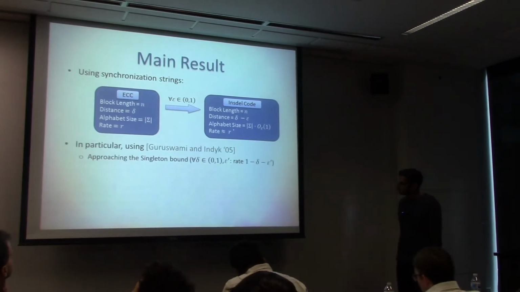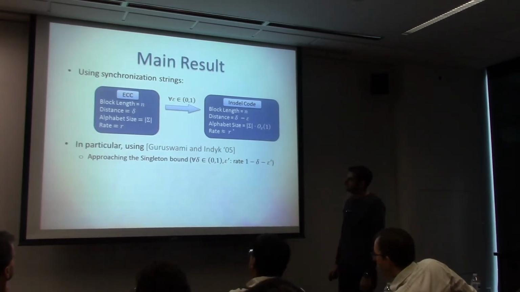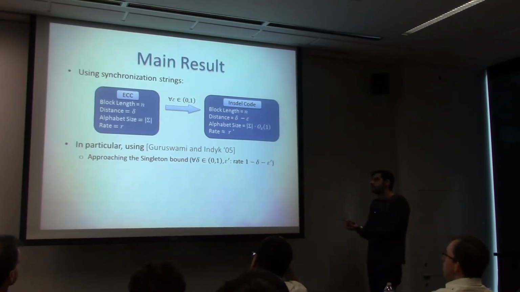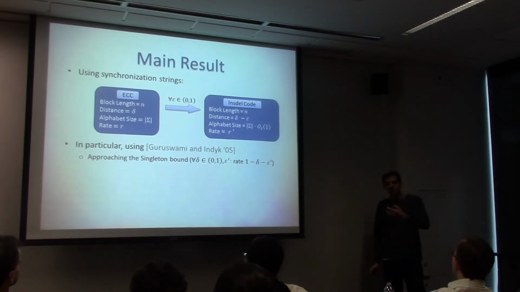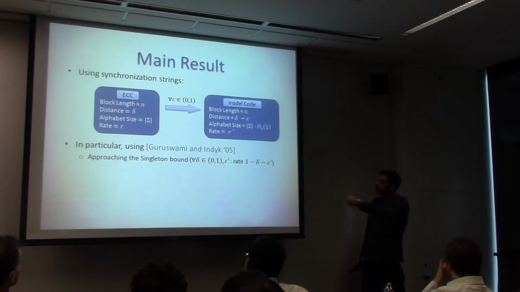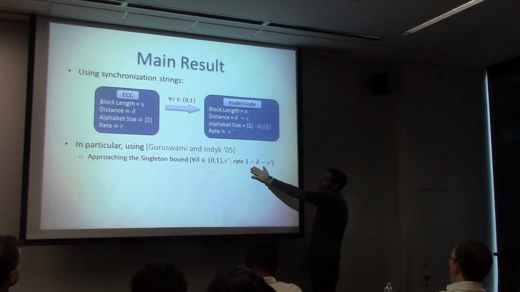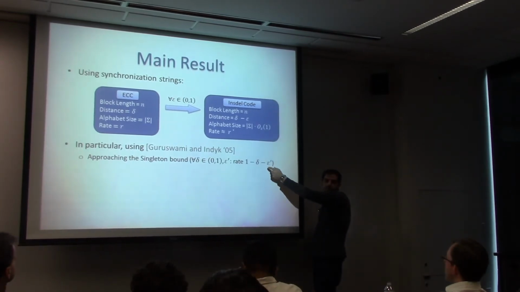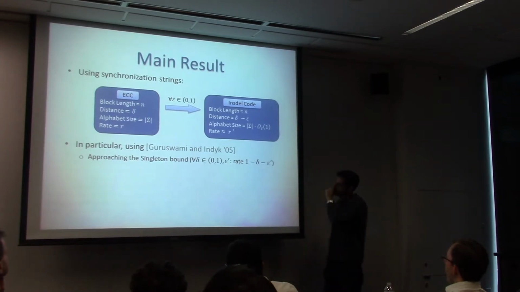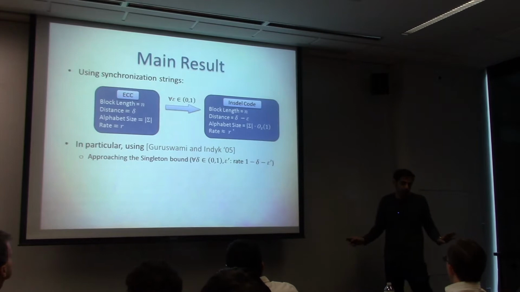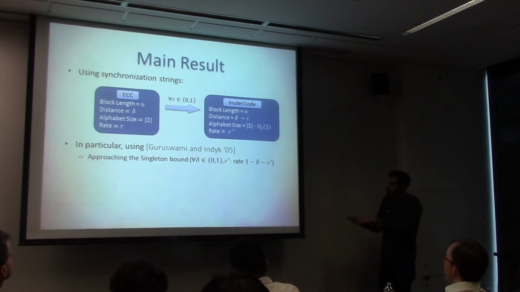Specifically, there is this paper by Venkat and Piotr Indyk in 2005 where they find really good families of codes. For any delta that you pick, they will give you a family of codes that have a rate of almost 1 minus delta, just with a little bit of an additive gap here. And you can pick that additive gap yourself. It can be as small as you wish. And this is a very strong theorem.